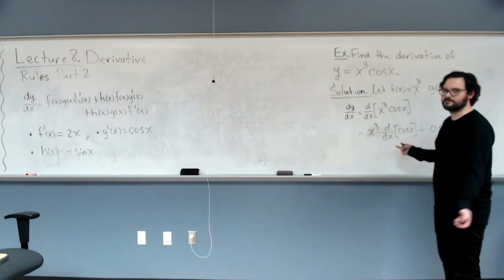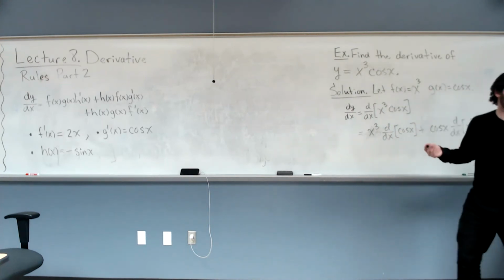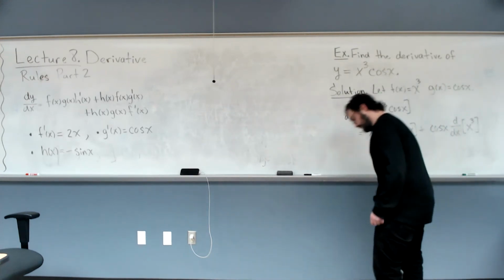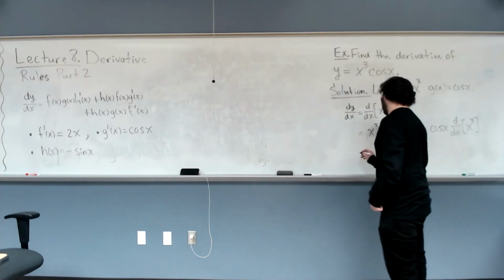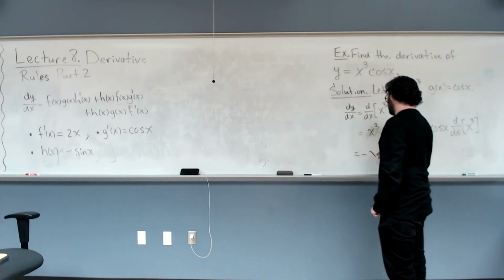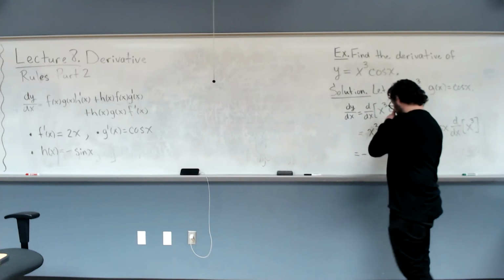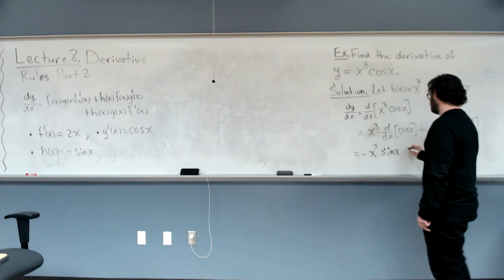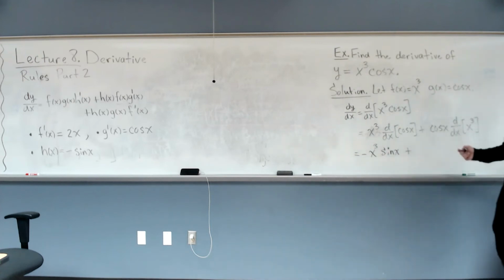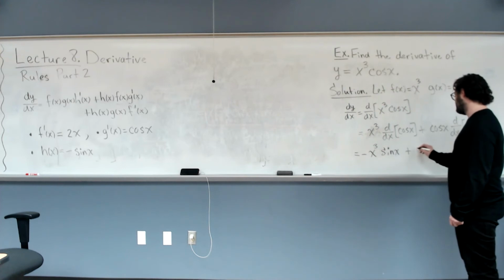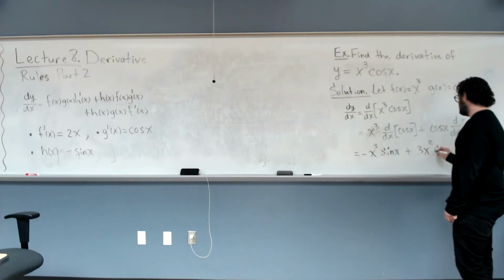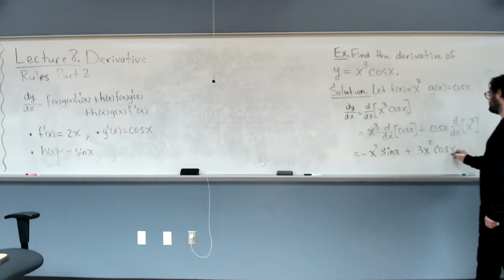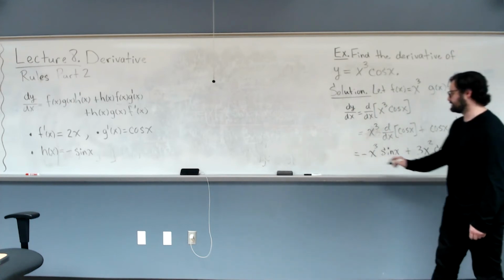So what's the derivative of cosine? It's negative sine, right? So on the left-hand side, we'll have negative x cubed times sine of x. What's the derivative of x cubed? 3x squared. So on the right-hand side of the sum, the plus symbol, we have 3x squared times cosine of x. And that's it.